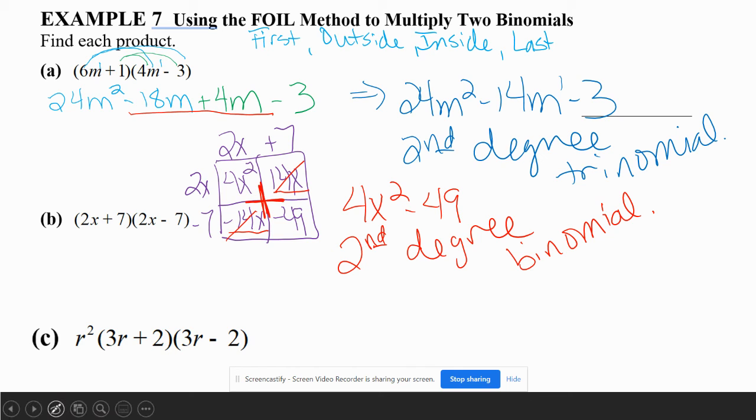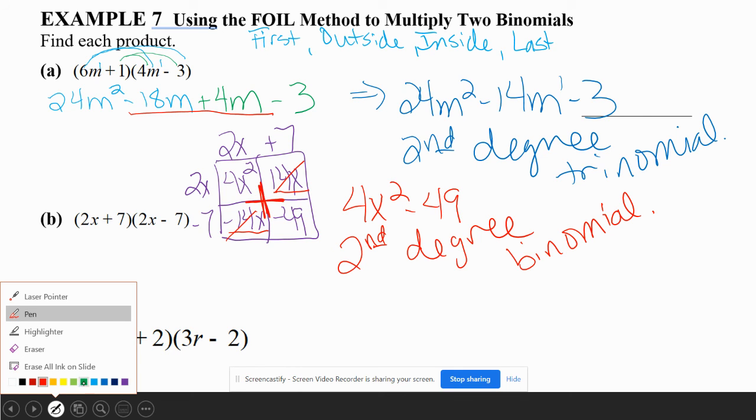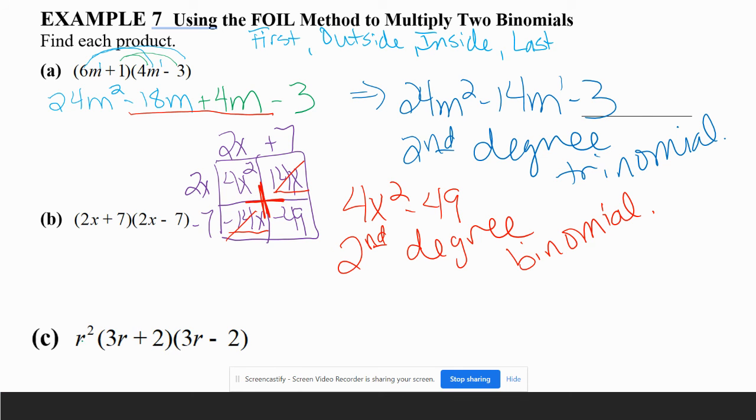Last but not least, we have example C. And I'm going to start with having this r squared. You can either multiply it to the first set or the second set, but you have to be careful that you don't multiply it to both. I'm going to go ahead and distribute it to this first set, which will make this 3r to the third plus 2r squared times 3r minus 2.